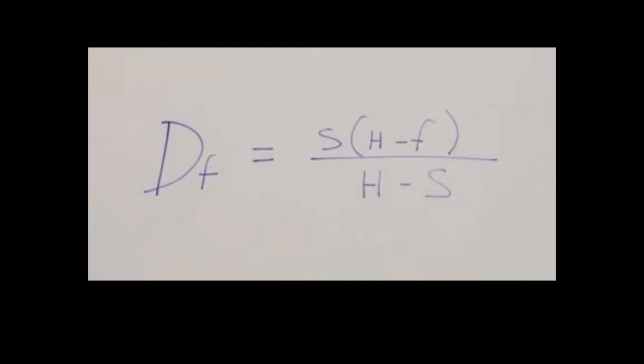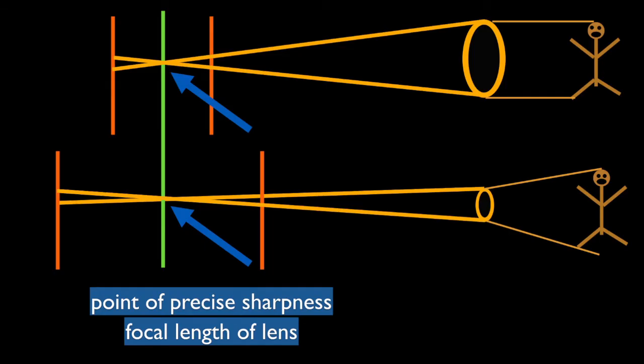This is the formula for the depth of field as derived from a YouTube video. I can't possibly explain it. The important concept is that depth of field is a relative term. There is only one point where the focus from the lens is absolutely precise, at the green line. The smaller aperture decreases the angle of light, so it increases the depth of field.